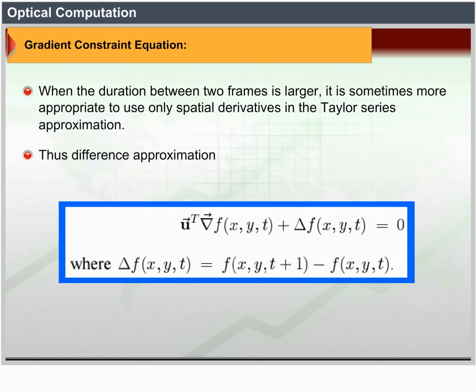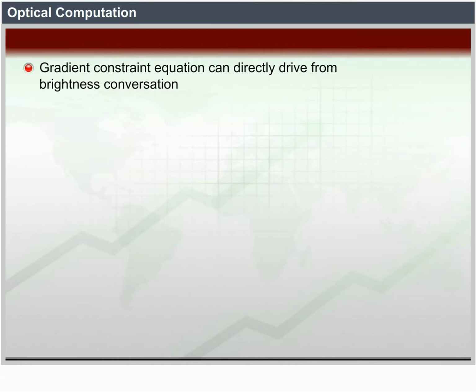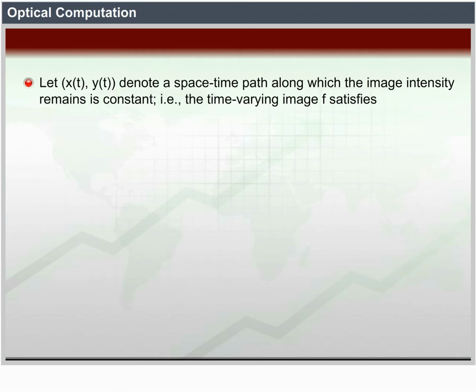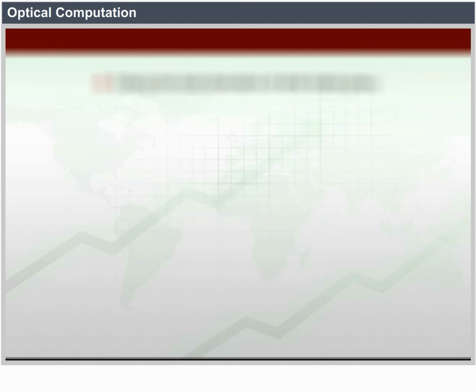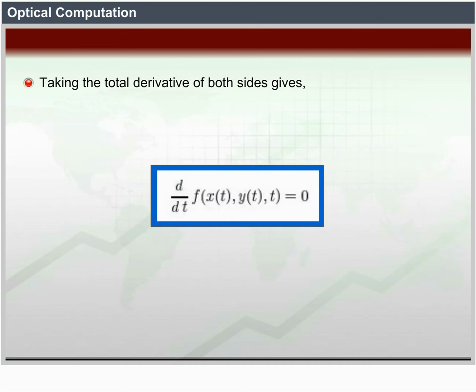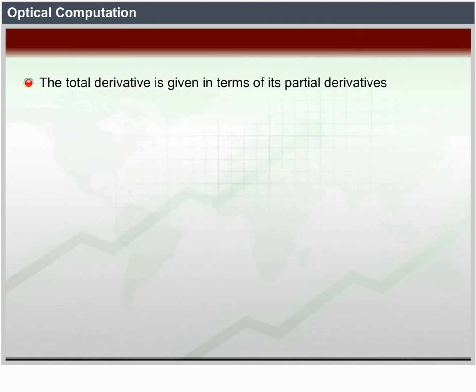The gradient constraint equation can be derived directly from brightness constancy. Let x of t and y of t denote a space-time path along which the image intensity remains constant. That is, the time-varying image f satisfies the equation f of x of t, y of t, t equals c. Taking the total derivative of both sides gives the following equations. The total derivative is given in terms of its partial derivatives.